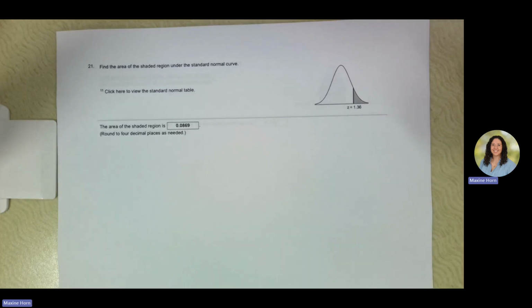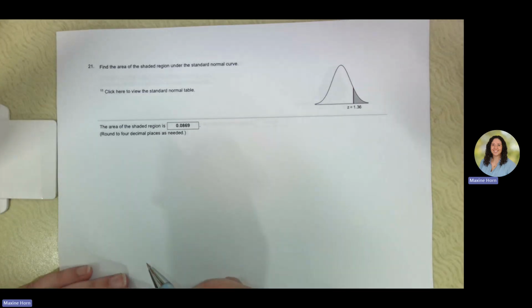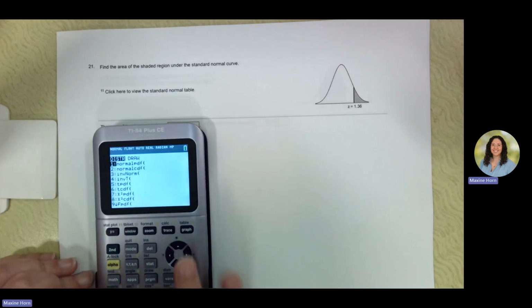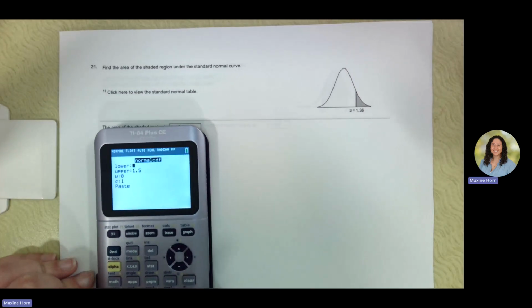All right, so it is already 11. I don't want to stop yet because we have several other types of problems that we still need to go over. So I might just kind of speed through this one. I'm just going to go ahead and do this one in the calculator. So our lower bound is 1.36. Our upper bound is infinity, or 1 times 10 to the 99th.